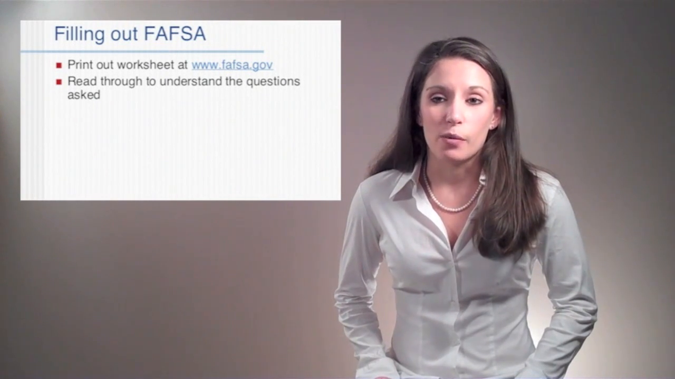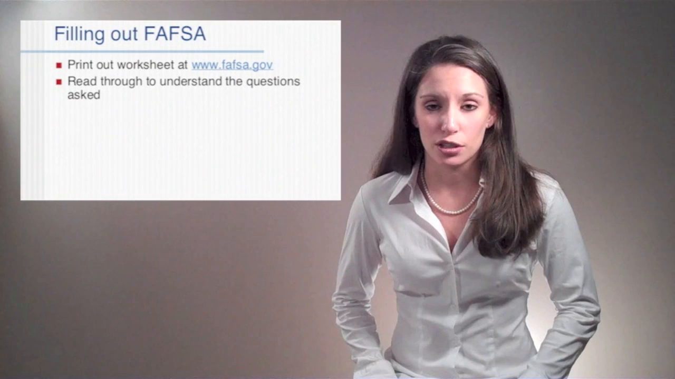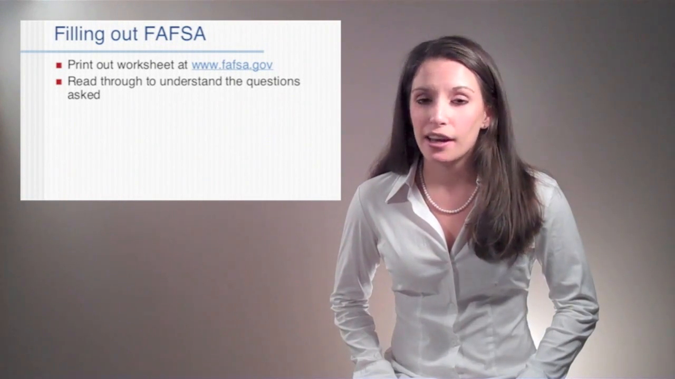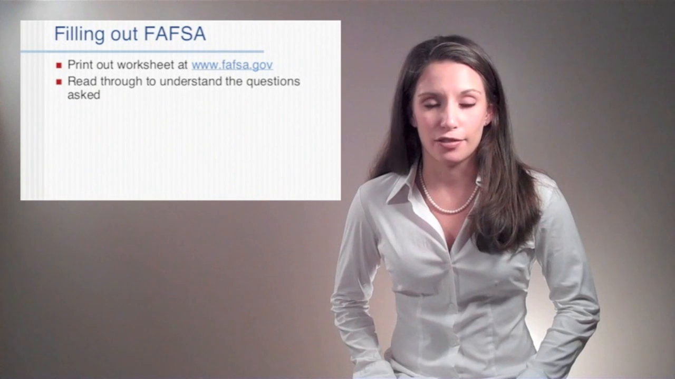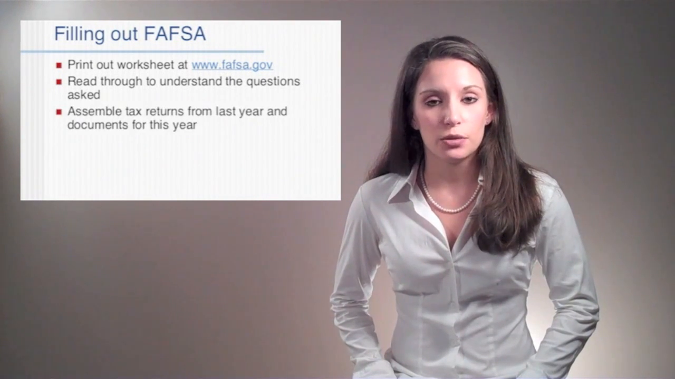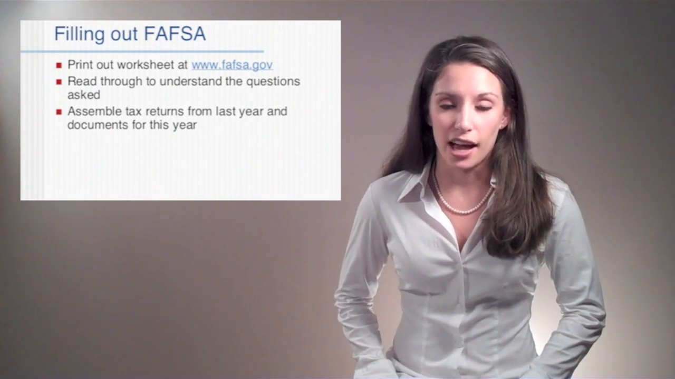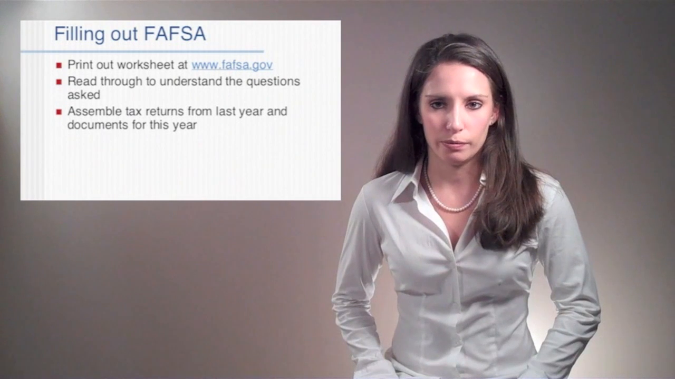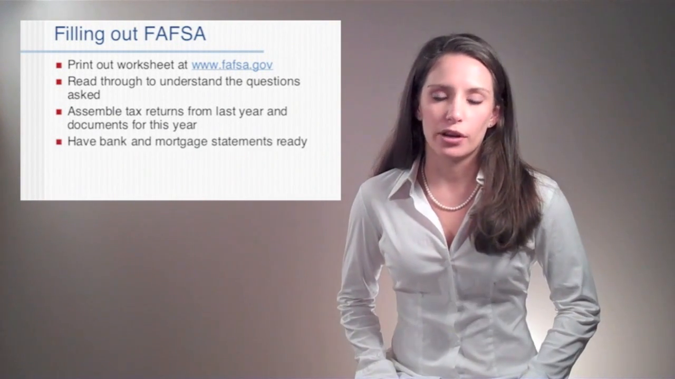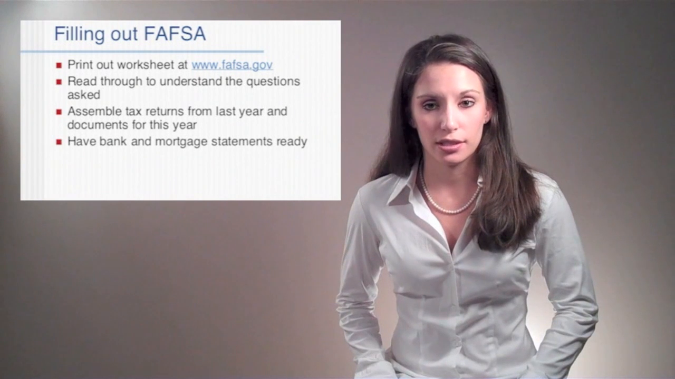But the reason we say read through the worksheet first is that it's a real pain if you go online and start to fill out the real application and realize you just don't have the information you need at your fingertips and have to go back and find something else. At the very least, you'll need to assemble your tax returns from the previous year and all those tax documents for this year, for both the parents and the student. Also have your bank and mortgage statements ready, as those might be applicable in the answers to the questions.